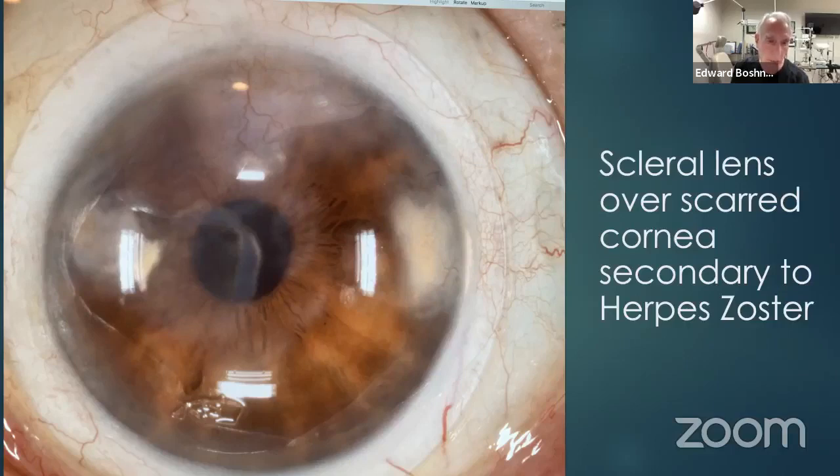She lives alone, lives by herself. And if she needed a transplant, there'd be nobody to take her to the doctor or to the hospital. So she's wearing this lens. She has an aide that helps her insert the lens and remove the lens.